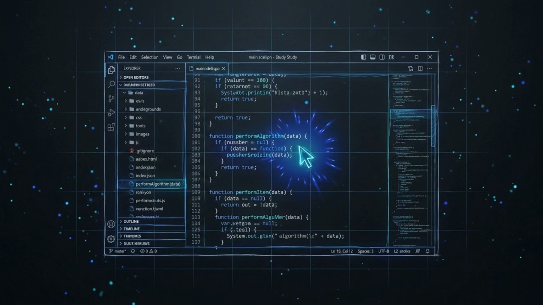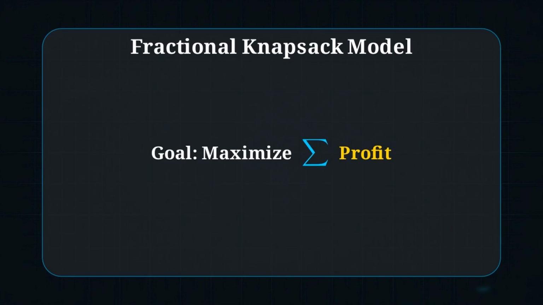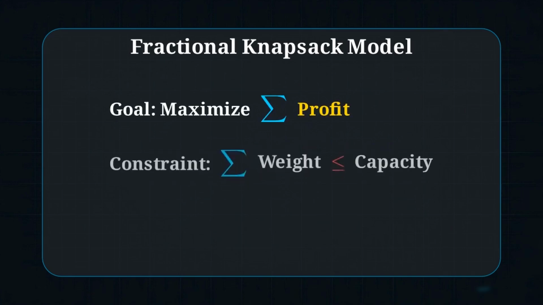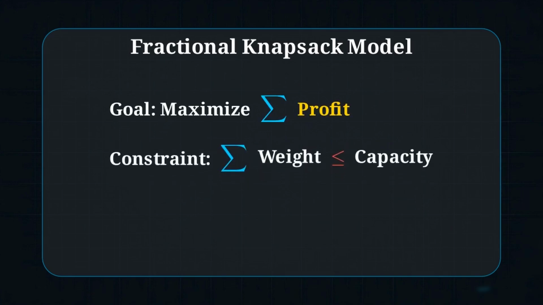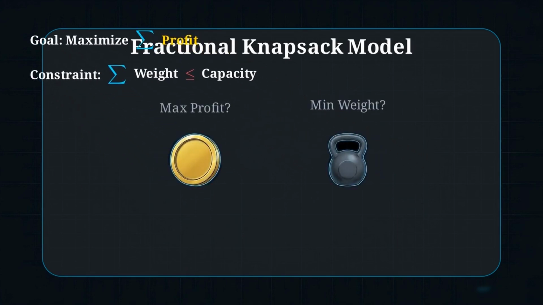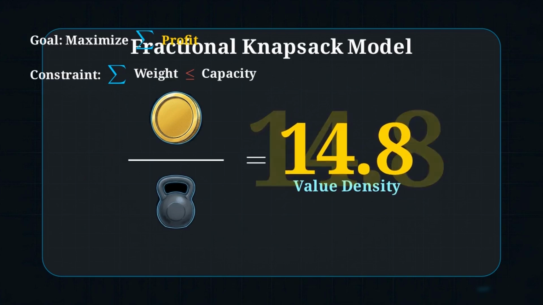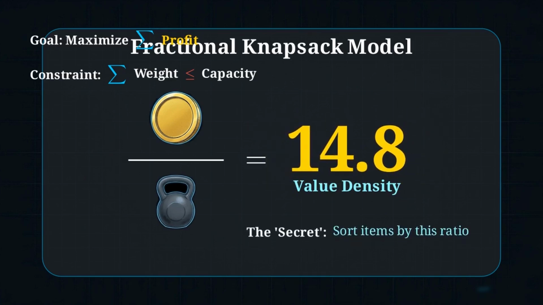To apply a greedy approach to the fractional knapsack, we build our goal into a formal mathematical equation. Our objective is to maximize the total sum of our profit, strictly subject to keeping the sum of the weight below our total capacity. The secret to satisfying this constraint isn't looking at the total weight or the total profit of an individual item. The greedy strategy evaluates items entirely on their profit per unit weight ratio, isolating the highest possible value per kilogram.